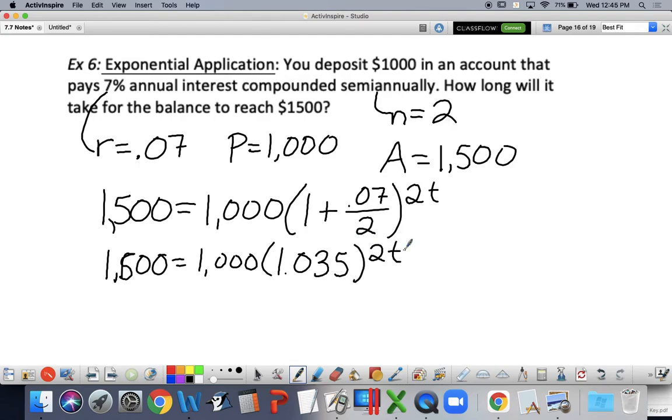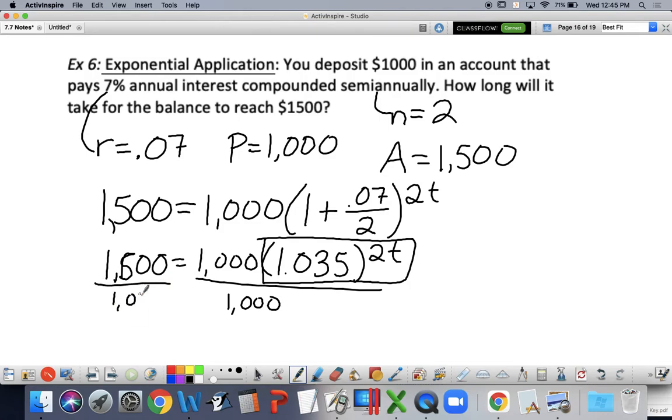Anybody have any questions on that? Now, I want to isolate the thing that's being brought to the exponent. Divide by 1,000. I know, this is the problem with real world examples. They're not always pretty numbers. So I get 1.5 is equal to 1.035 to the 2t power.